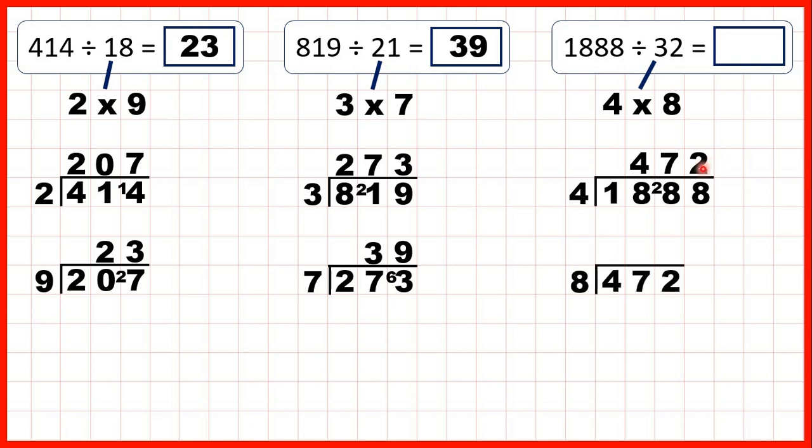472. So now we can take that answer and divide it by the other factor. So divide it by 8. 47 divided by 8 is 5, remainder 7, and 72 divided by 8 is 9. So our answer is 59. And again, we would have got the same answer if we'd first divided by 8 and then by 4.